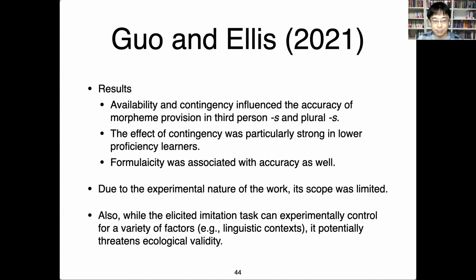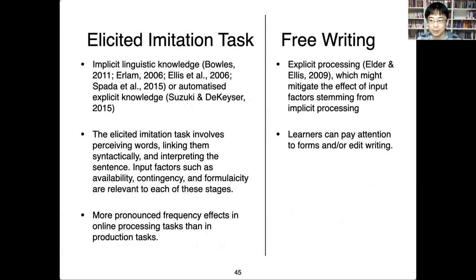But due to the experimental nature of the work, its scope was somewhat limited. They only looked at Chinese learners of English, and the number of words was relatively small as well. And also, whereas the elicited imitation task can experimentally control for a variety of factors like linguistic contexts, it potentially threatens ecological validity too. Now, there are differences between the elicited imitation task that they used and the free production data that we looked at in our study.